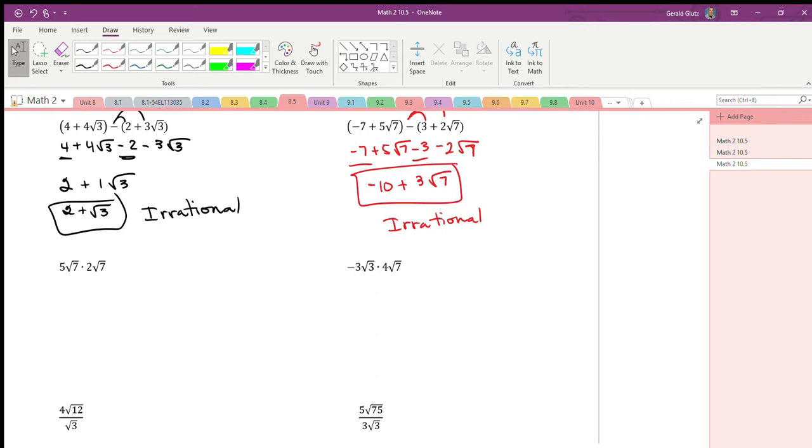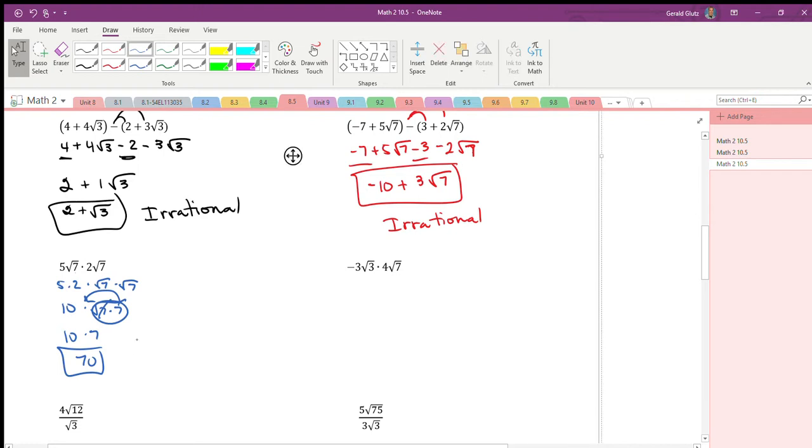So moving on, since we're multiplying, I like to reorder it. So 5 times 2 times radical 7 times radical 7. 5 times 2 is 10. Another way to write root 7 times root 7 is the square root of 7 times 7. We got a pair of 7s, one goes away, the other one comes out. So that equals 7. Anytime you have a square root of a number times itself, it's always going to equal that number inside there. So square root of 7 times square root of 7 is going to equal 7. So 10 times 7 is 70. Since we get a whole number for our answer, it is rational.